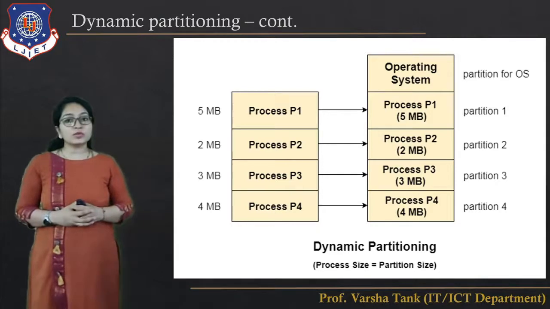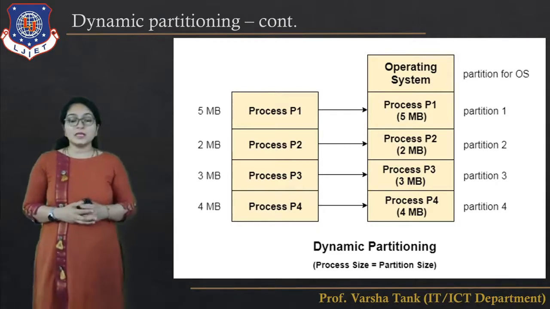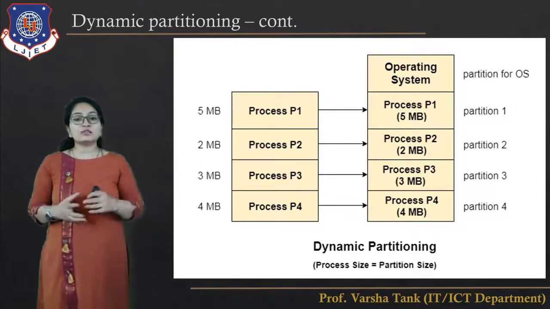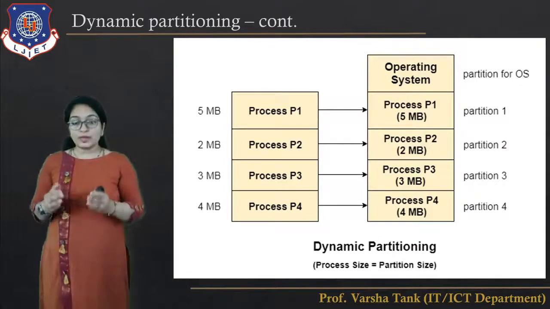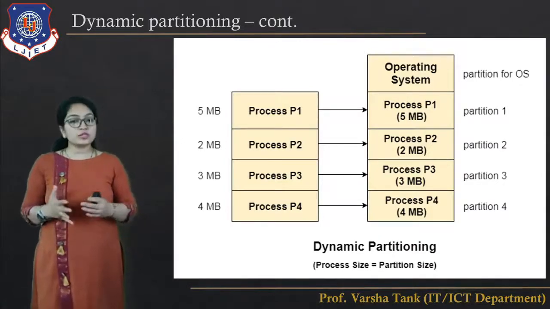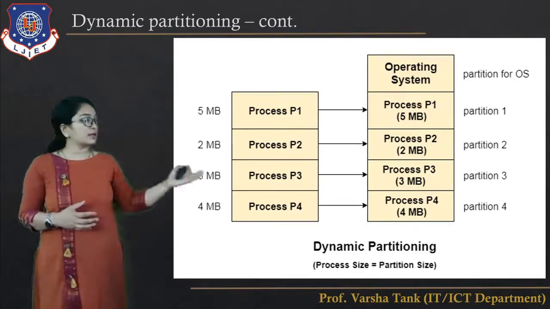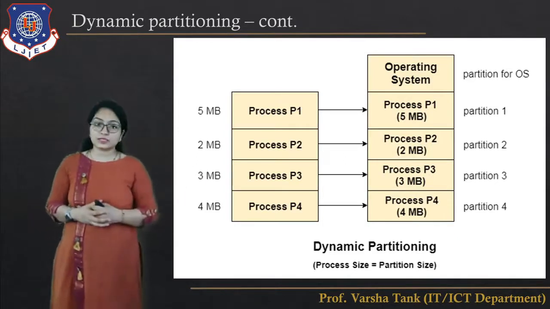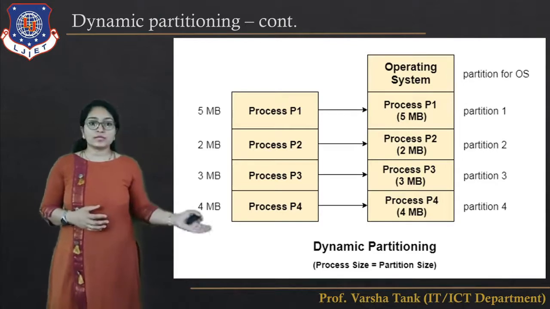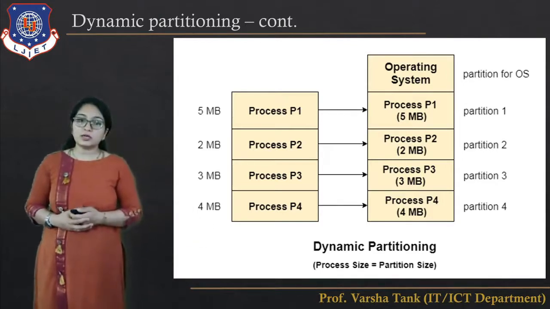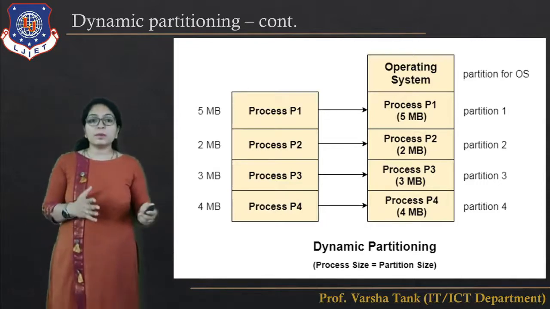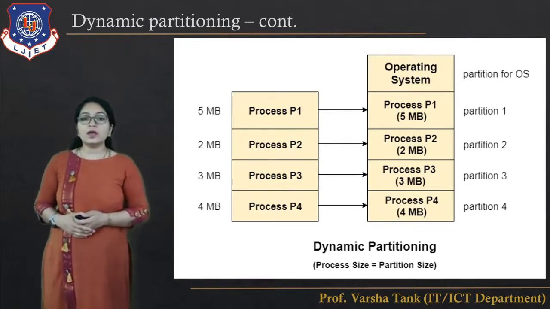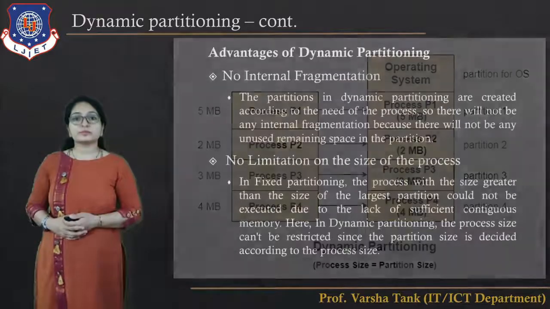Then next, process 2 is of 2 MB size. So contiguously 2 MB will be allocated to process 2 and it will become partition 2. And next, process P3 is of size 3 MB, and again 3 MB of space will be allocated to process 3 and it will become a partition of 3 MB. So when process size is equal to the partition size, that is known as dynamic partitioning.